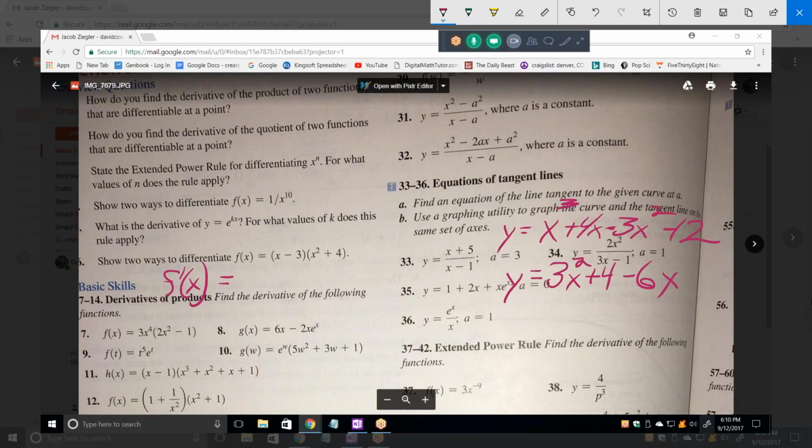Okay. This is U, that's V. Or if in your class they call that G of X and that's H of X. Basically I have two different functions that are both functions of X. So the product rule says what? I completely forgot how to do this one.